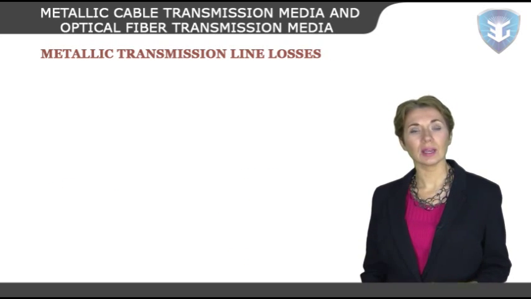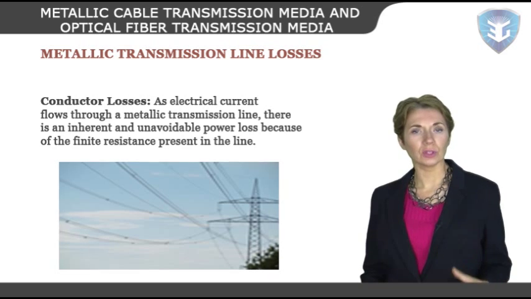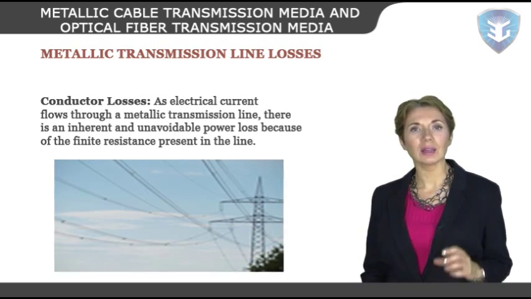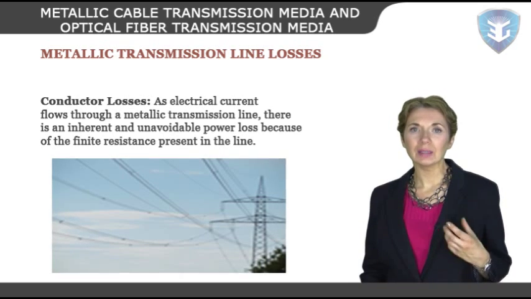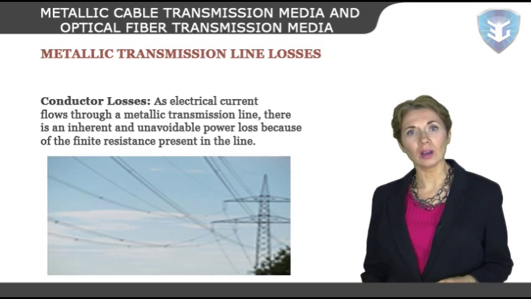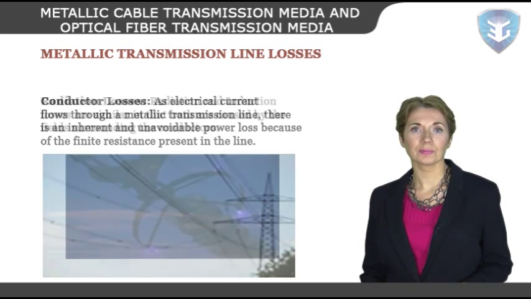Let's now take a look at the metallic transmission line losses. Conductor losses. As electrical current flows through a metallic transmission line, there is an inherent and unavoidable power loss because of the finite resistance present in the line. This loss is termed as conductor loss or conductor heating loss.